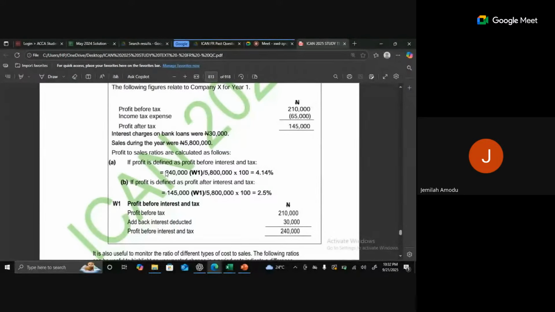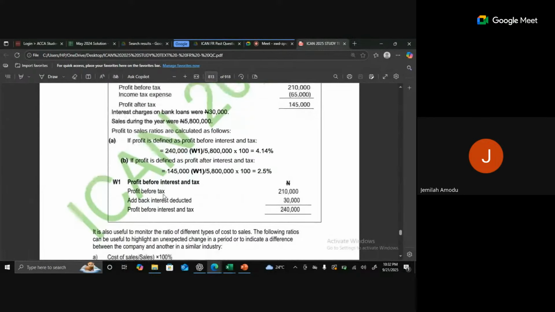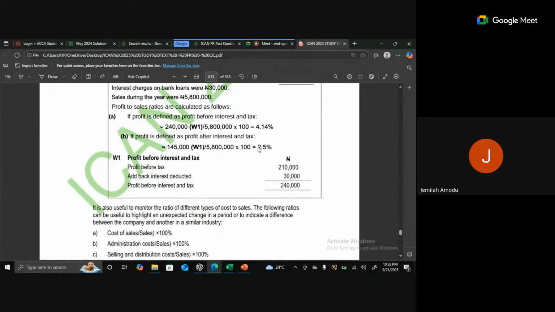So just as they said, you can use any profit at all. You don't really have to give yourself a headache on that one. And whatever you get, you can now use it to compare the two things. So for this one, they used the profit before interest, and this is what they got. And they used the profit after interest and tax, and this was what they got. So depending on what you are looking at, it is what will determine which of the profits you want to use.